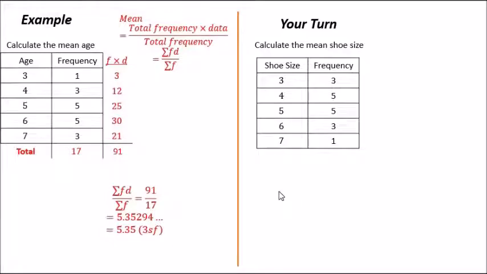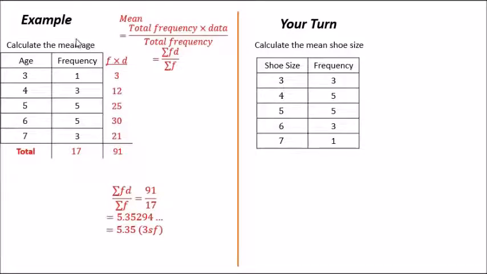Okay, so in this case, we had to calculate the mean age. You can see the data here is the age, right? And the frequency is how many people or objects have this age. It could be trees, could be whatever. It doesn't say, it just tells us how many have this particular age. So one person or thing has an age of 3, 3 of them have an age of 4, 5 have an age of 5, etc.